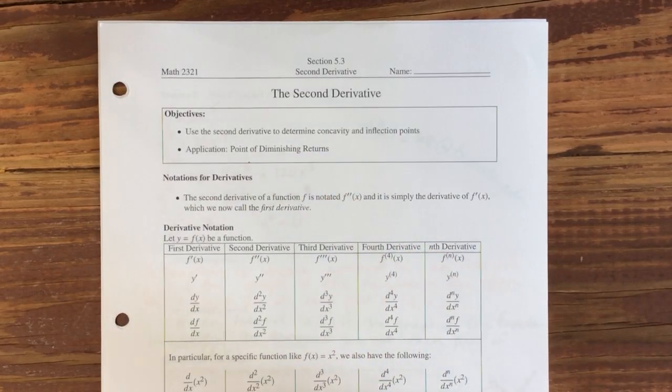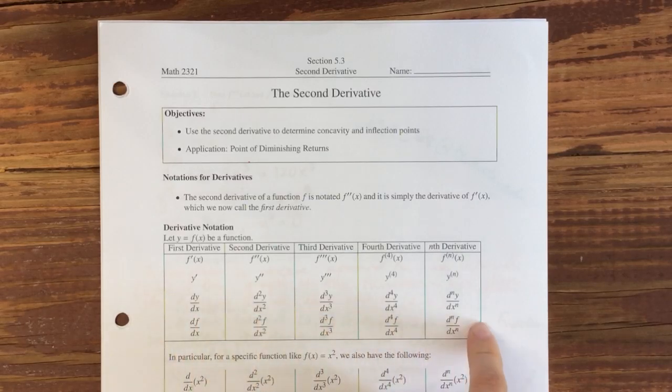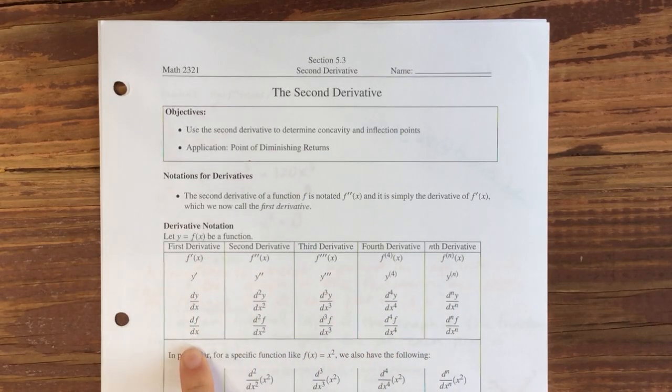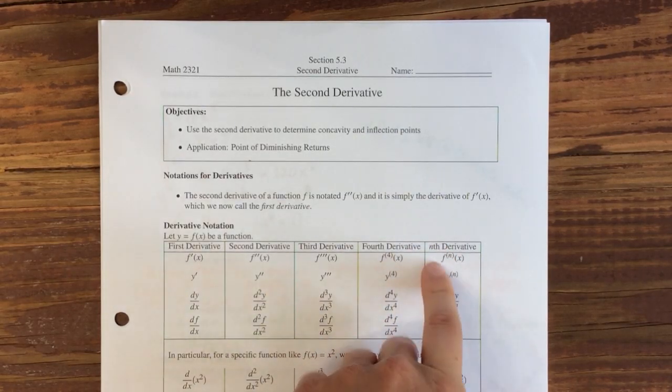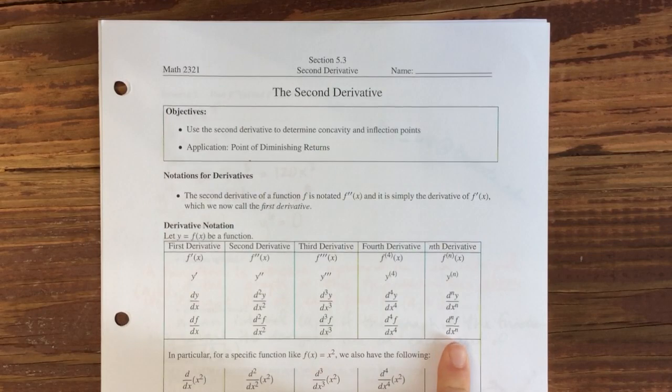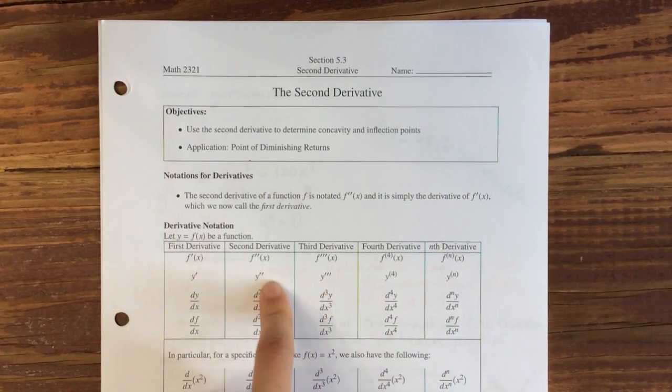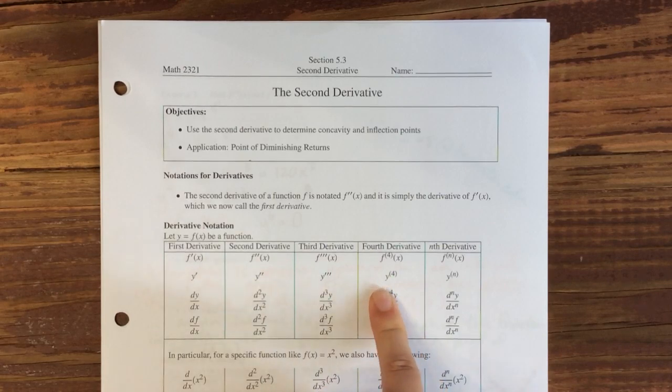All right, so notations. So the second derivative of a function f is notated f double prime of x. And it is simply the derivative of f prime of x, which we now call the first derivative. So as you can see further down here, we've got first derivative notations, second derivative notation, third, fourth, and so on and so forth, right? So basically after the fourth, it's just fifth, sixth, seventh. Yeah, I think you get the picture. We kind of stop with the asterisks after the third. Sometimes it will be used for the fourth, but not a whole lot.